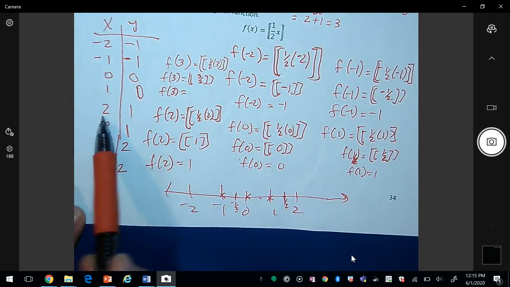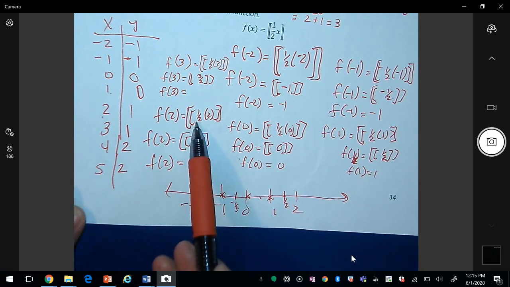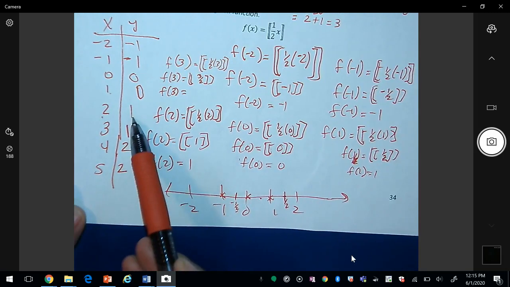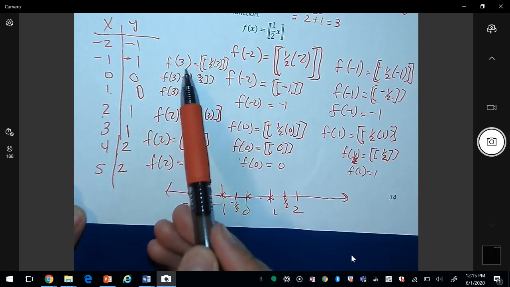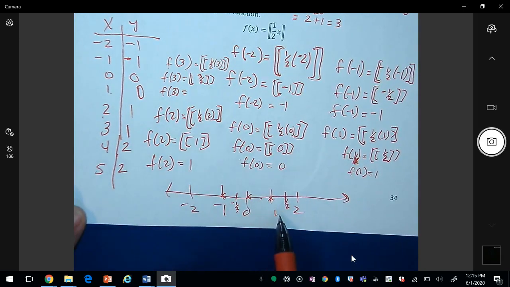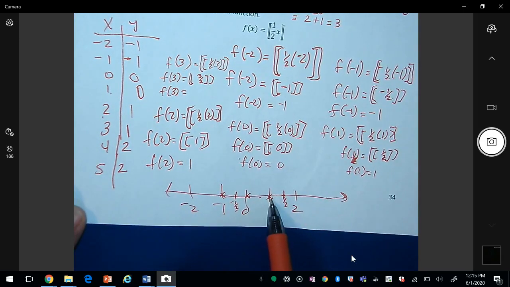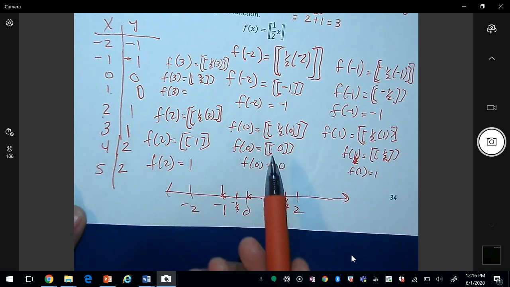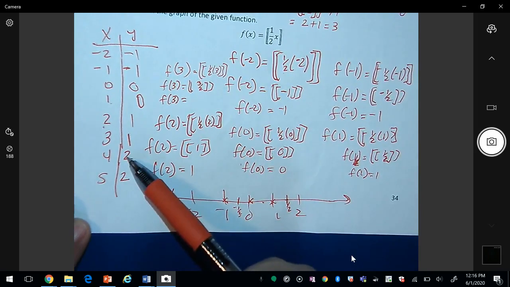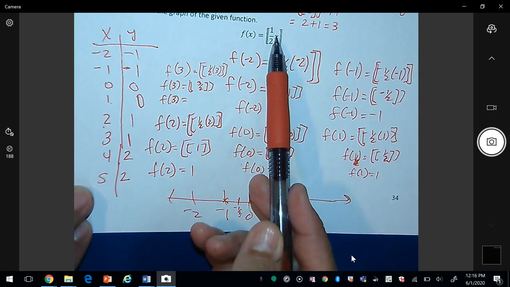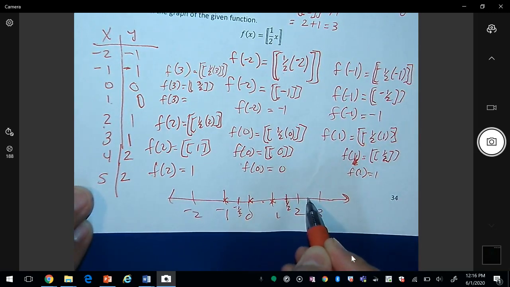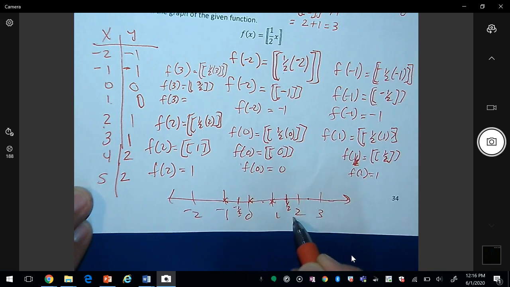If we plug in 2, 1/2 times 2 gives us 1. That's already an integer, so my answer is going to be 1. And then for 3, if I plug in 1/2 times 3, I get 3/2. That's 1.5, so that's going to come out as 1. And then for f of 4, we would get 1/2 times 4, which is 2. 2 is already an integer. And then 5 times 1/2 is 5/2, which is 2.5. So the greatest integer less than it would also be 2.